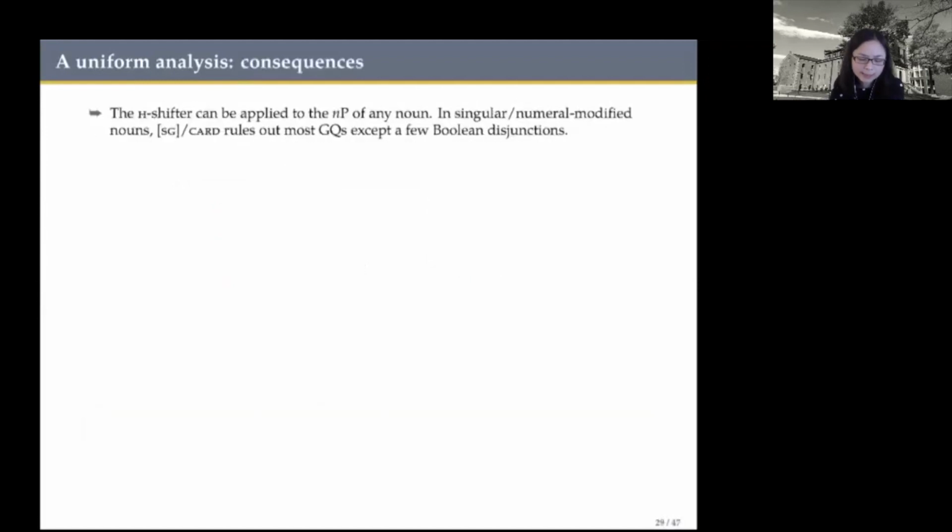So with this analysis, there are some simple consequences. First, the edge shifter can be applied to the small NP of any noun. In a singular or numeral modified noun, the singular feature or the cardinality predicate rules out most generalized quantifiers except a few Boolean disjunctions that are atomic or cardinal.